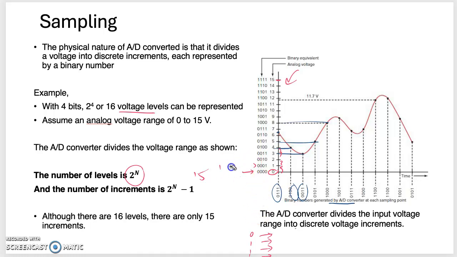How do I make this more clear? These are levels. Okay, so 1, 2, 3, 4, 5, 6, 7, 8, 9, 10, 11, 12, 13, 14, 15, 16. So this is 16, which includes 0. But if we are counting increments, 1, 2, 3, 4, 5, 6, 7, 8, 9, 10, 11, 12, 13, 14, and 15. Only 15 increments for 16 levels.